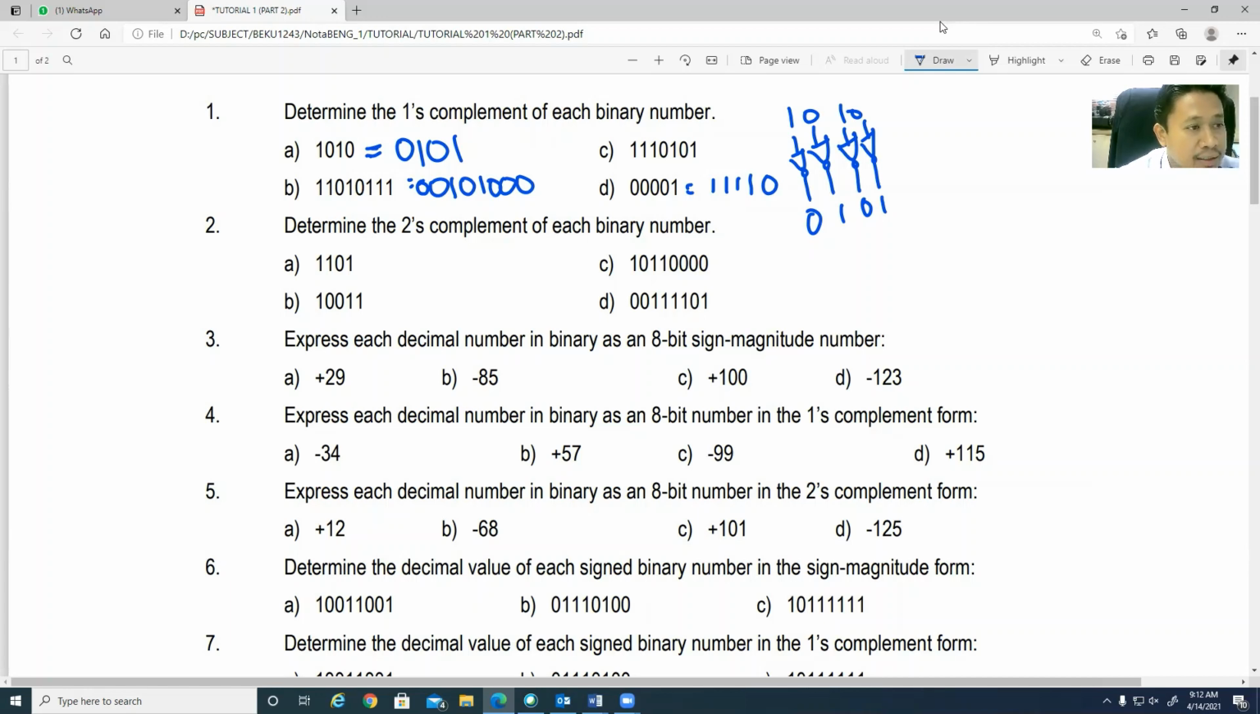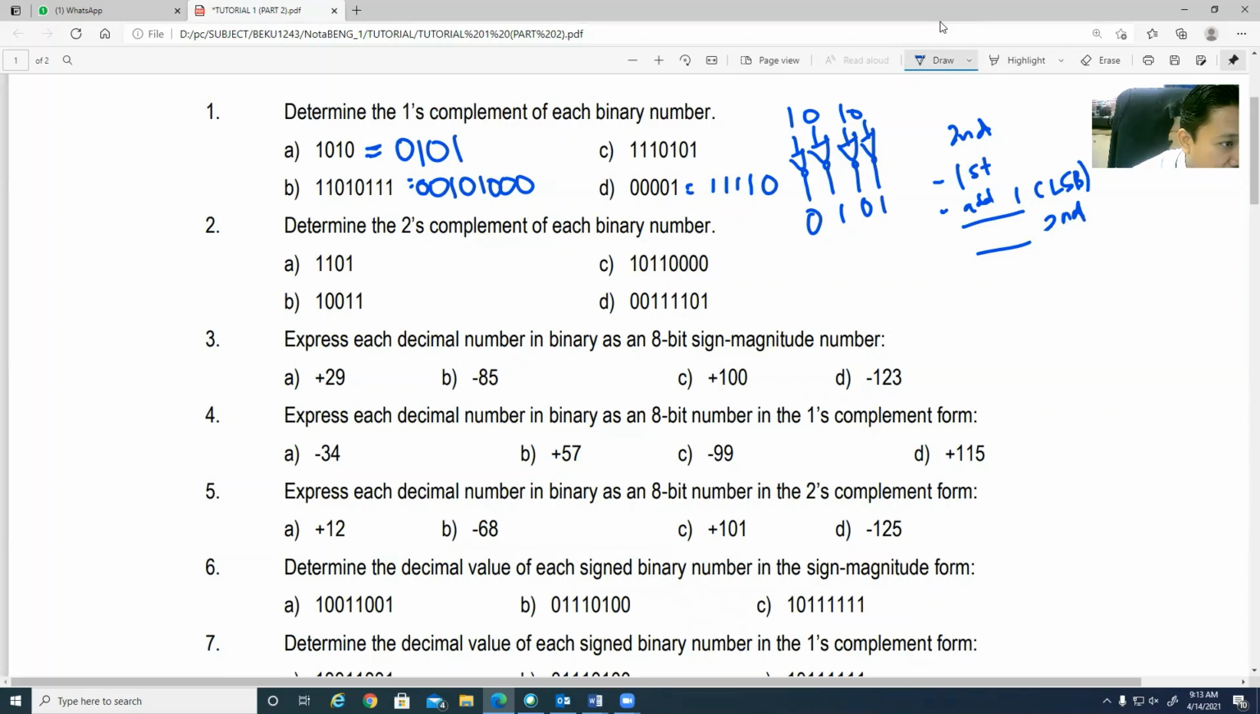Second, the second question is to determine the second complement of each binary number. The steps for the second complement: first you have to do the first complement, that means you have to invert the inputs. Then second step, you have to add one at the least significant bit. Then the answer will be the second complement.